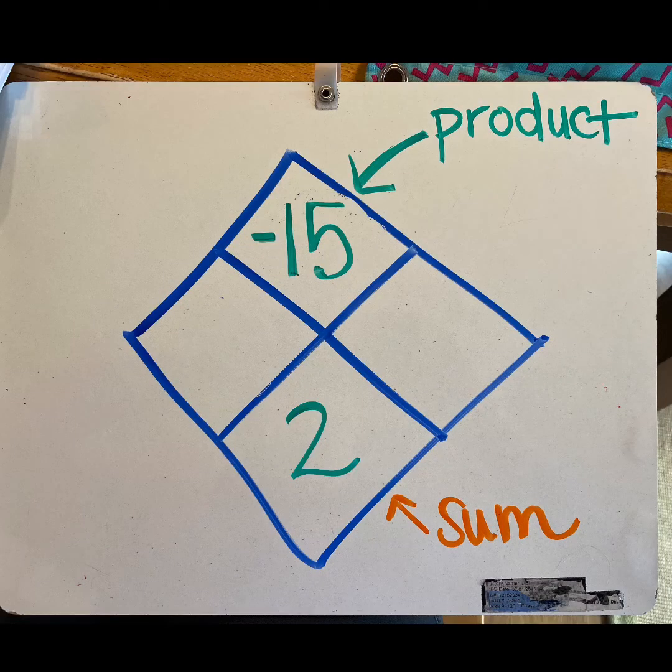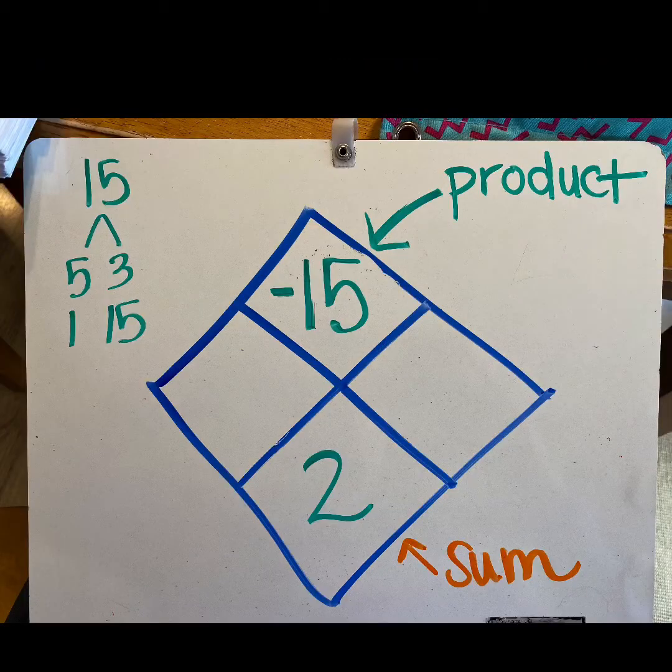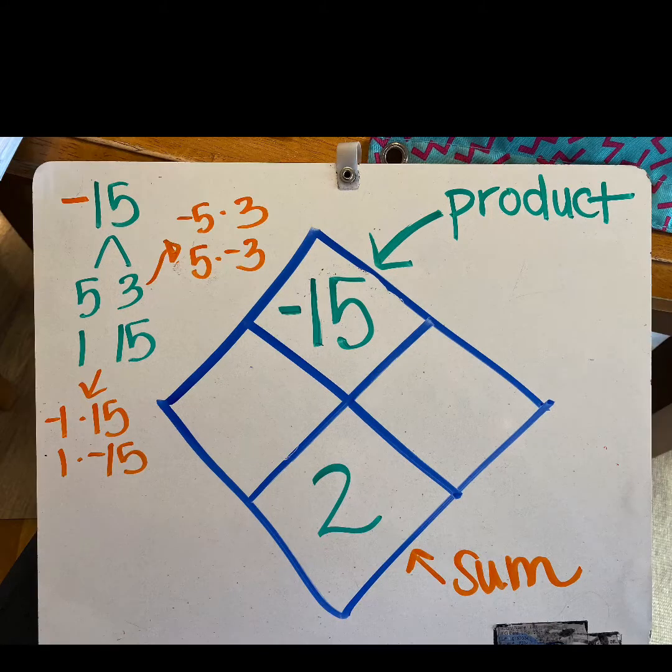In this example, we are going to find the two values for A and B when the product is negative 15 and the sum is 2. If I have a product of negative 15, I should think about all the factors of 15. So I listed out 5 and 3, 1 and 15. Because the product is a negative number, I know at least one of the factors has to be negative in each pair. So you're going to notice I changed that 15 to a negative, and then I took 5 and 3, making 5 negative and 3 positive, 5 positive and 3 negative, and the same for 1 and 15.